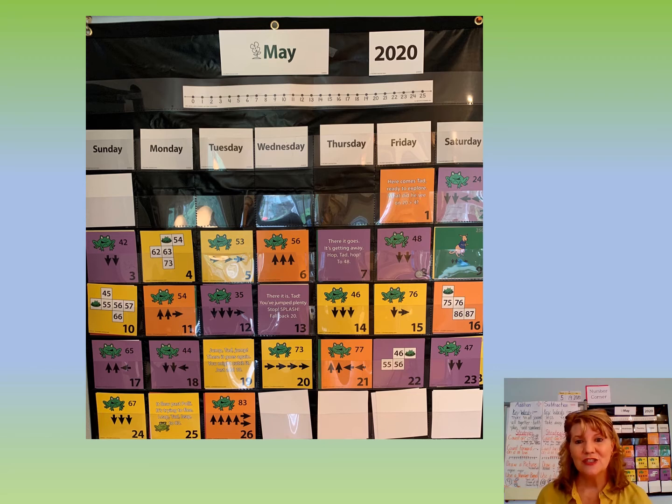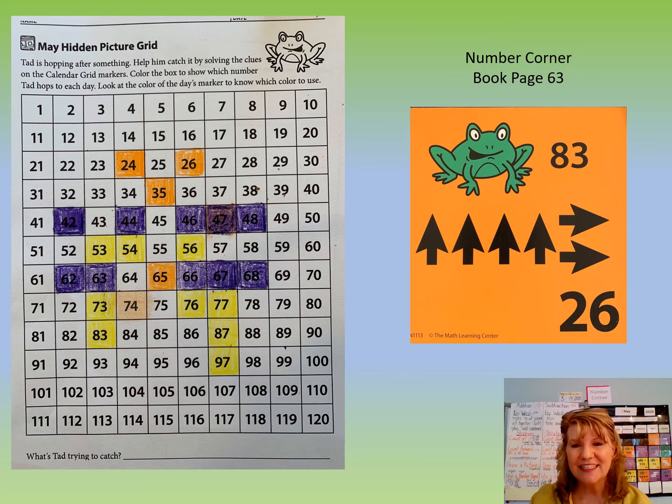Today is Tuesday, May 26, 2020. I've pulled out today's calendar piece so we could take a closer look at it. But before we get started, I would like you to open your Number Corner book to page 63. As most of you remember, Tad is hopping after something. We are helping him catch it by solving the clues on the number piece cards and coloring the boxes that he lands on.